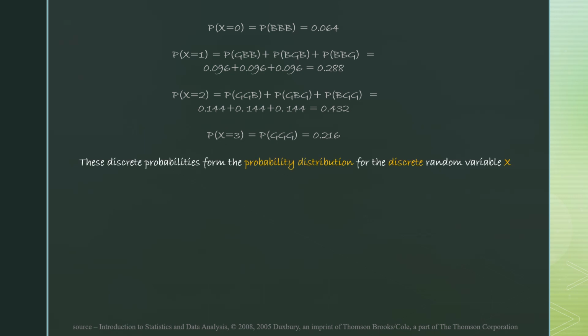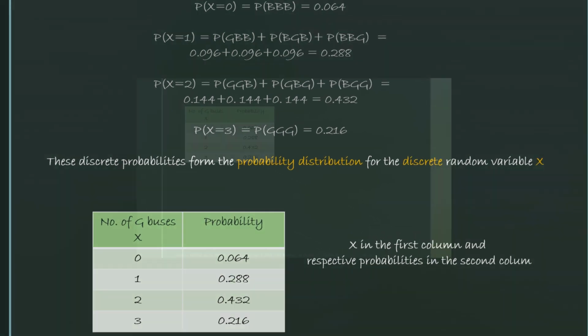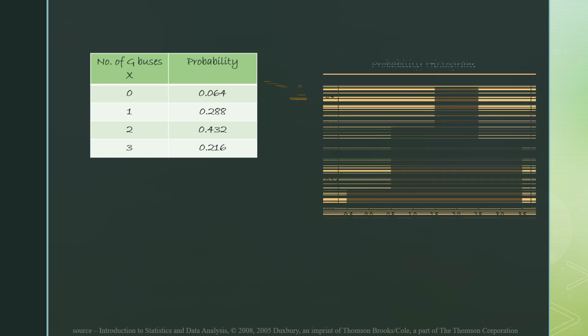These discrete probabilities calculated for each of the possible values of x form the probability distribution for the discrete random variable x and captured in the table form as shown below, with the possible values for random variable x listed in the first column and the respective probabilities listed in the second column. The graphical form for the discrete probability distribution in the table is the histogram representation as shown.